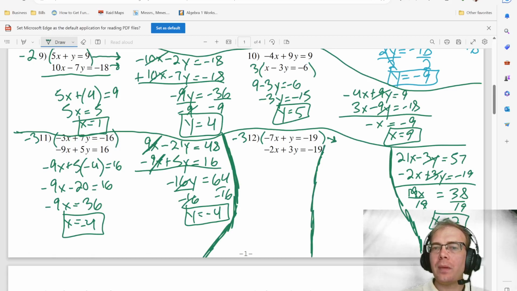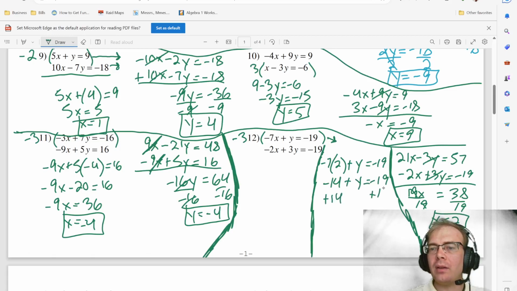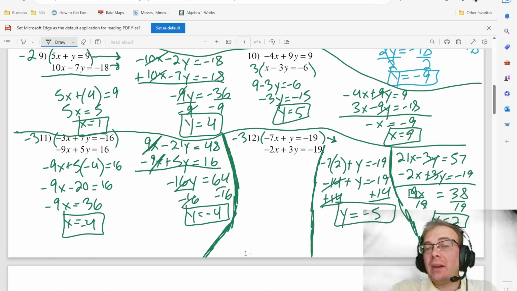Okay, so we're going to plug it in. So -7, plug in my x, plus y equals -19. This one's actually really good to plug in anyways because I don't really have to divide anything to get y. Plus y. Add 14 to both sides. I guess just because I have the space. -19 plus 14 is going to be -5. All right, so this is what I get. Okay, so I normally would be done, right?